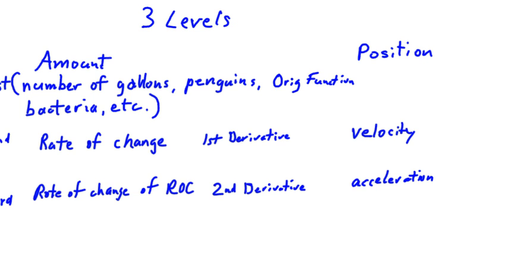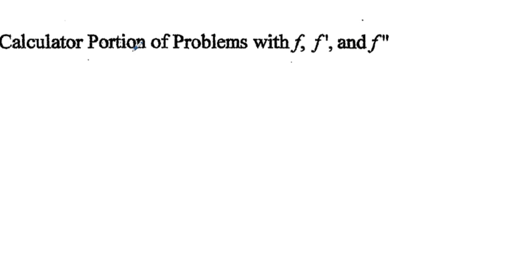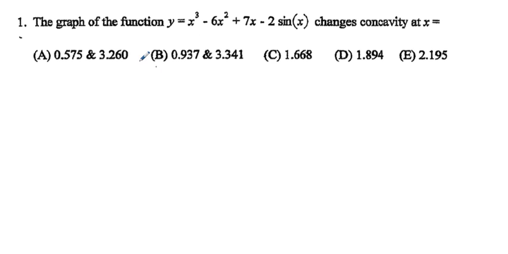The first thing we're going to look at in part 1 is the calculator portion of problems with f prime and f double prime. There are four problems we're looking at. One thing to keep in mind is that in the calculator portion of your AP test, probably maybe half of the problems will be ones where you're actually going to need to use the calculator. And we'll see that here.